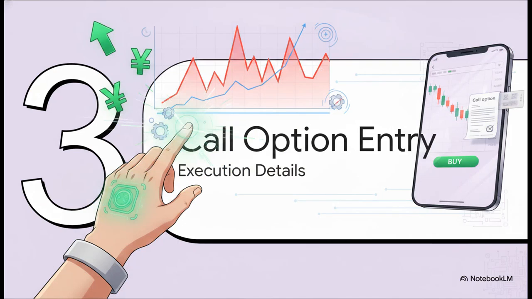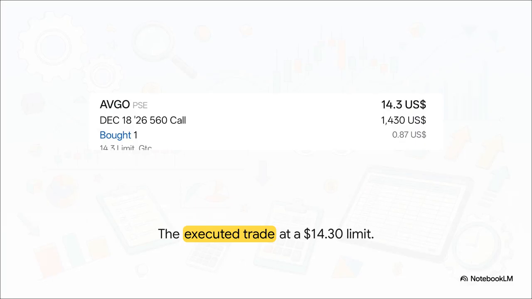All right, part three, the call option entry. We know the fundamental floor, we've mapped the technical, so how are we actually playing this? Let's talk execution. Here's exactly what I did to get long exposure. I grabbed the December 18th, 2026 560 call option. I locked this bad boy in at a limit price of $14.30.